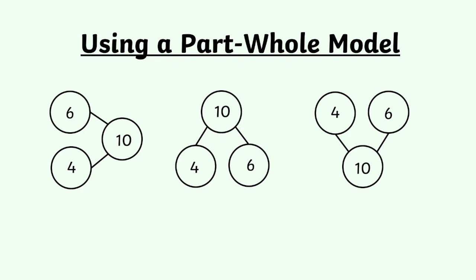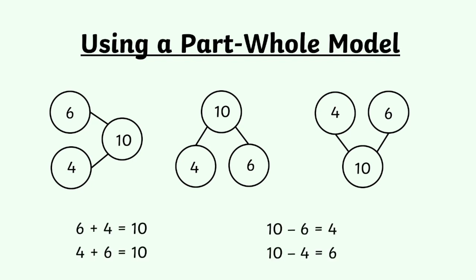Let's have a think about some calculations then that this part-whole model can show. 6 and 4 make 10, 4 add 6 makes 10, or they can represent subtractions. 10 take away 6 equals 4, or 10 take away 4 equals 6. Now, especially when I'm doing subtractions, I like to really imagine that one of the parts is actually being taken away. So let me show you an example of that.